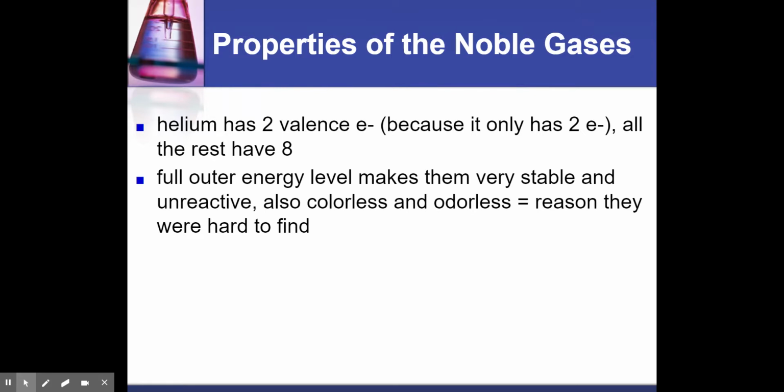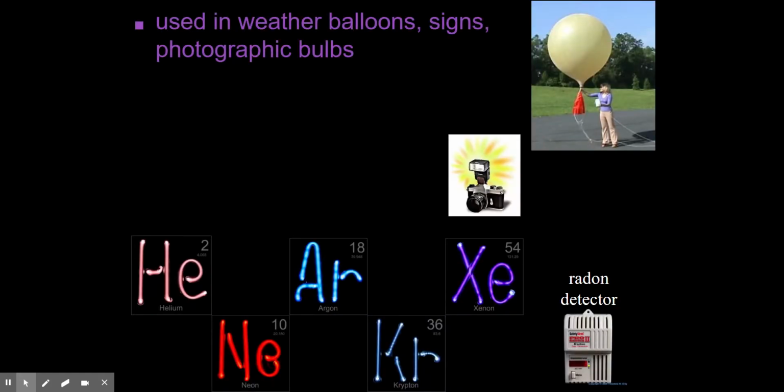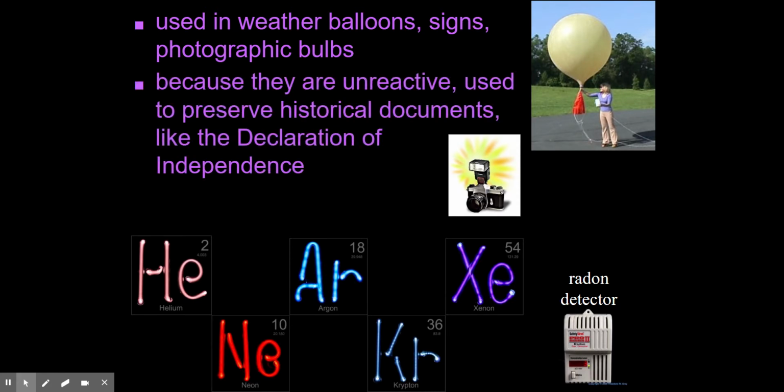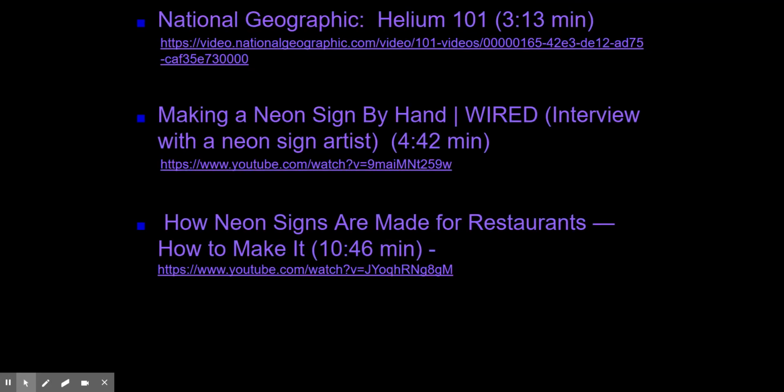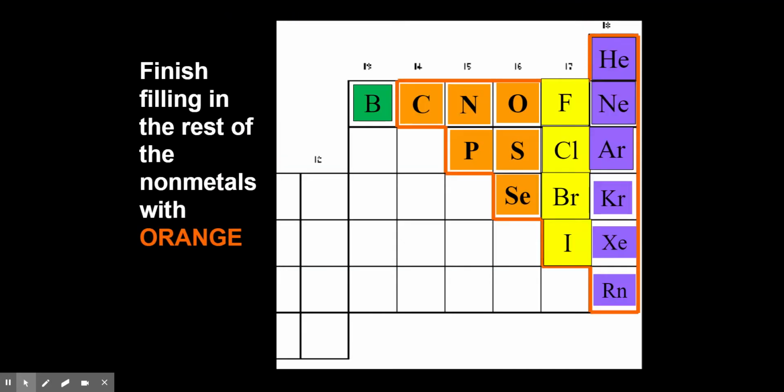They are colorless, they are odorless, they don't want to react, and it's really hard, therefore, to find them. So it took a long time to find many of these elements in the noble gases. The noble gases are used for a lot of different things, from weather balloons to signs to photographic flash bulbs. They are, again, very unreactive and used to preserve historical documents like the Declaration of Independence. And again, there are a couple of videos here that you can watch to learn more about those.